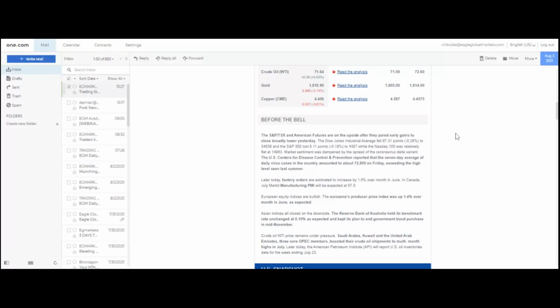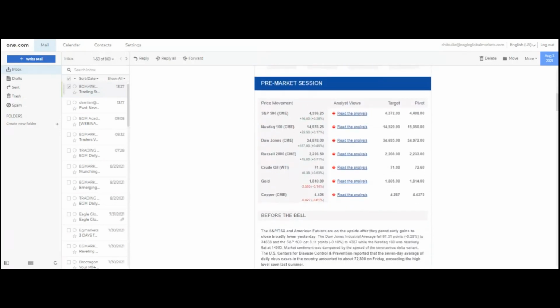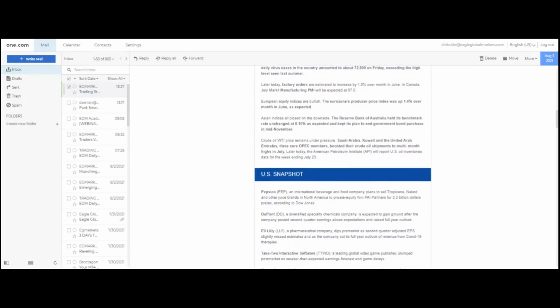That's before the bell, and that's the bell for New York session. Not London session, New York session. We already have London session running, and this is majorly for New York session. So basically, you get the pre-market session, which is before New York session opens. This is what has happened in price.